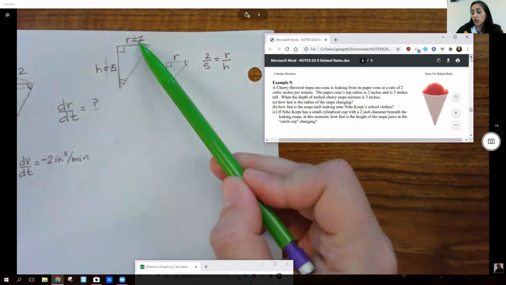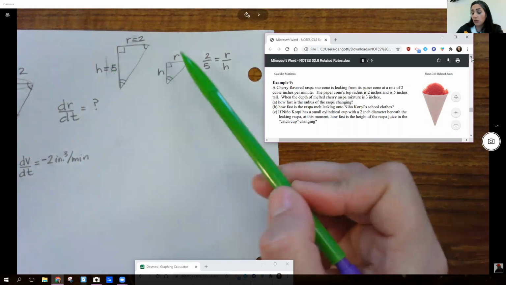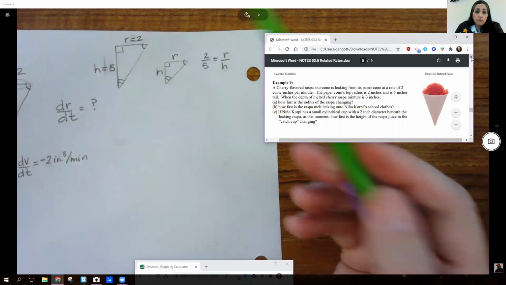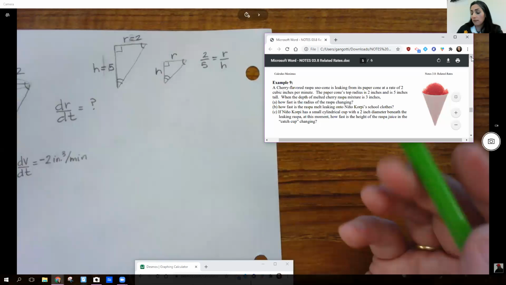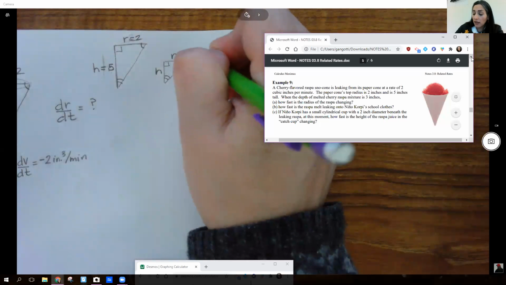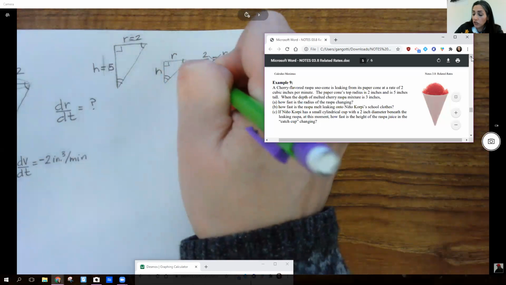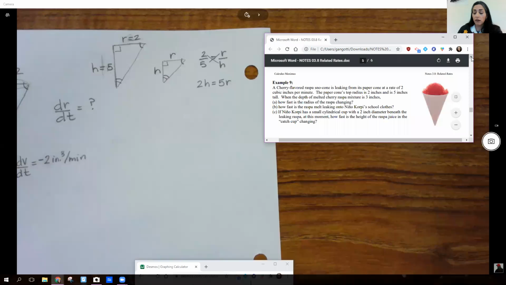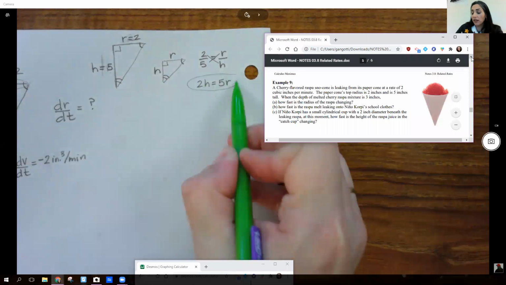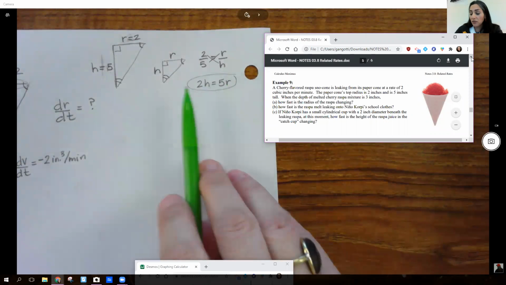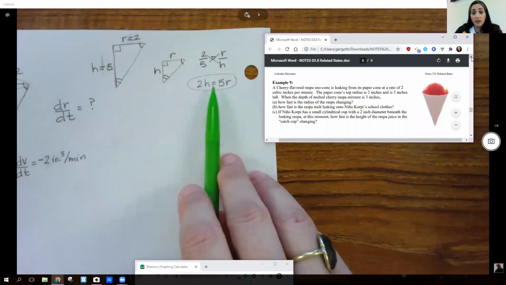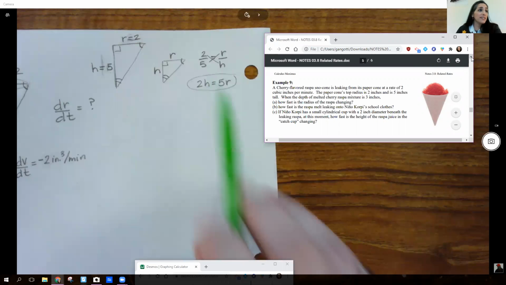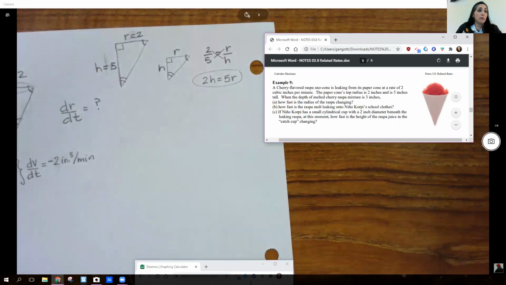I just decided to do this side to this side equals this side to this side. Doesn't matter. Now, when you cross multiply, this will be 2H equals 5R. That right there is valuable information because we can use this to substitute in when we need things to break down to one variable. So that was the key to start this problem out.